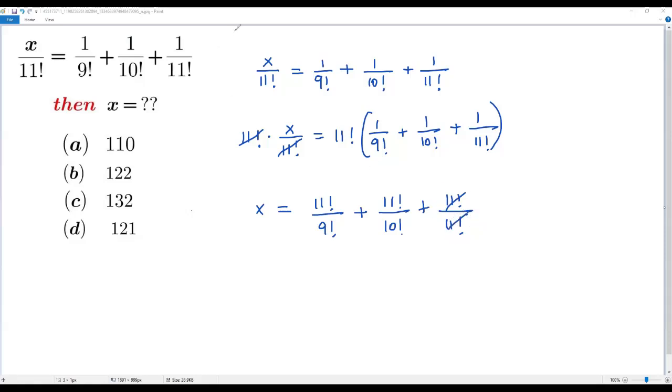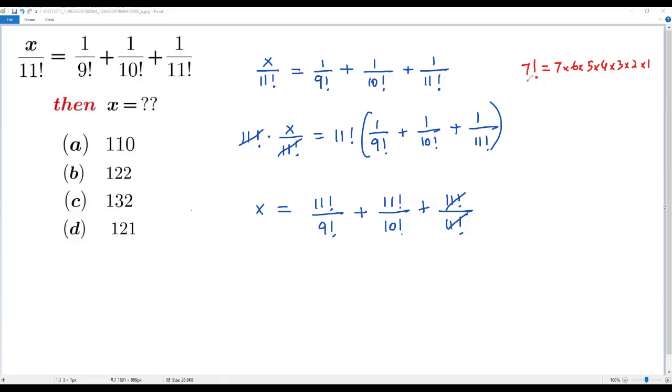Also, we already know the operation of factorial. For example, let's consider 7 factorial. How can I evaluate the value of 7 factorial? I have to write the whole numbers from 7 to 1 in descending order, that is 7 times 6 times 5 times 4 times 3 times 2 times 1. This is how I have to evaluate a number with a factorial sign. So if I have 7 factorial, I write the whole numbers from 7 to 1 in descending order and multiply them all, going up to 1.